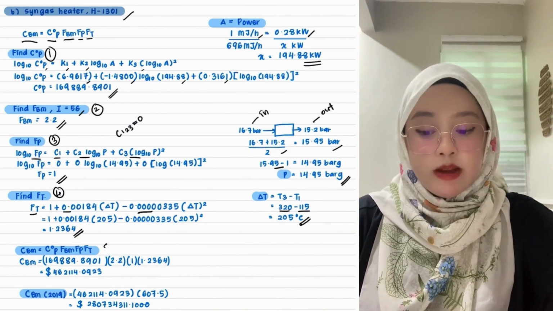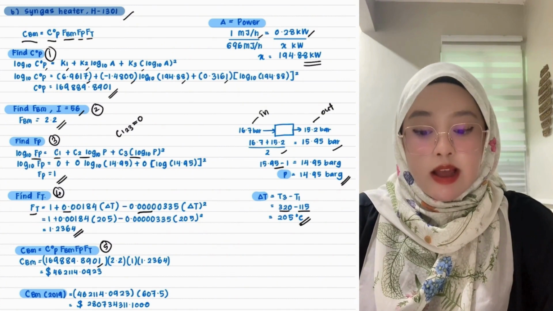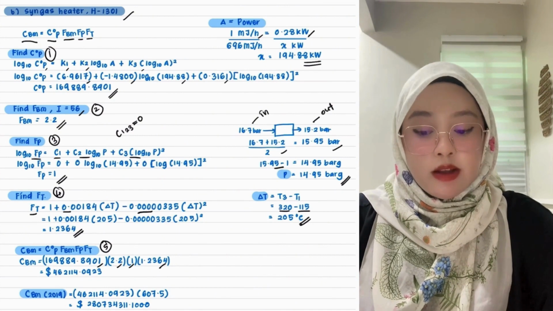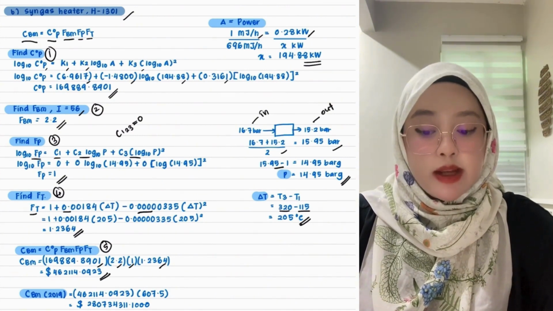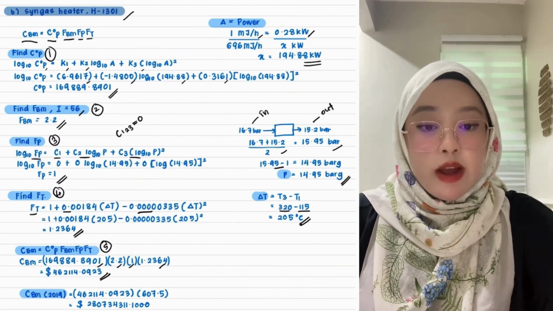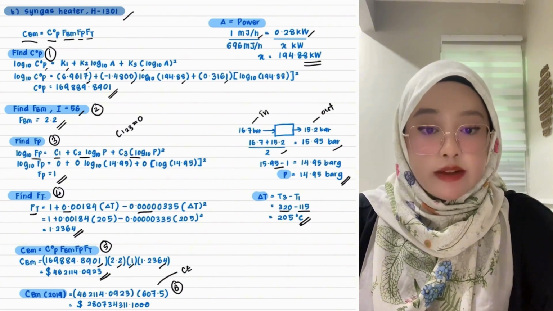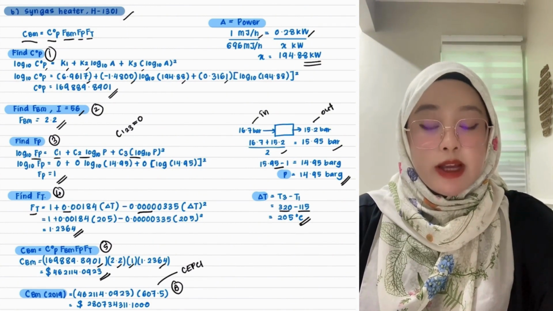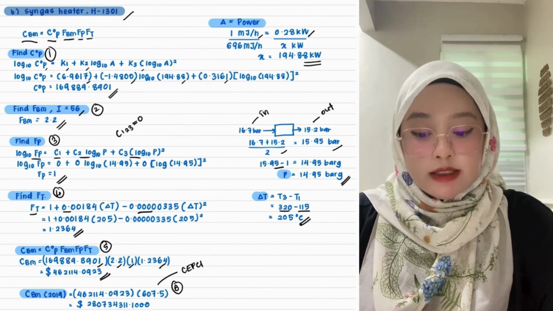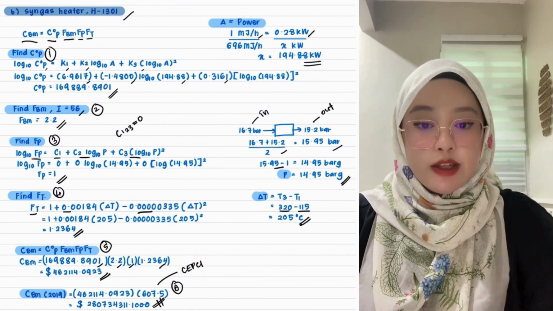Last but not least, you have to find the CBM. CBM is equal to C naught P 169,889.8901, FBM 2.2, FP 1, and FT 1.2364. You should get $462,114.0923. And the final step, to get CBM at 2019, you have to multiply it with the 2019 cost index. The cost index of 2019 is 607.5. Just multiply the CBM that we calculated earlier with 607.5 to get the answer. The final answer is $280,734,311.100. Thank you.